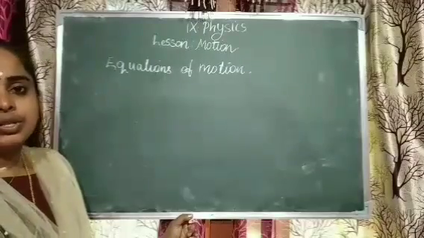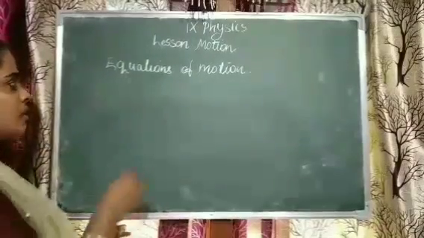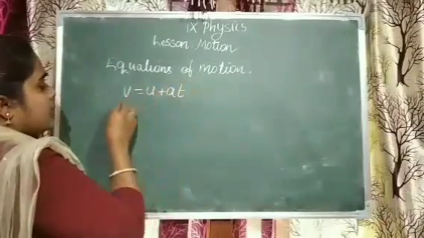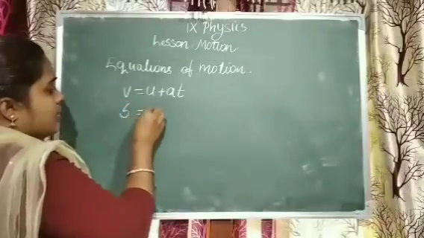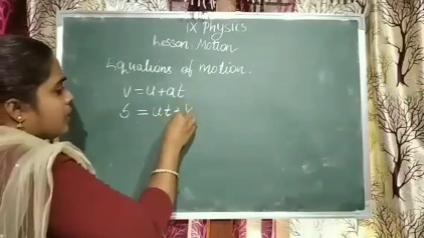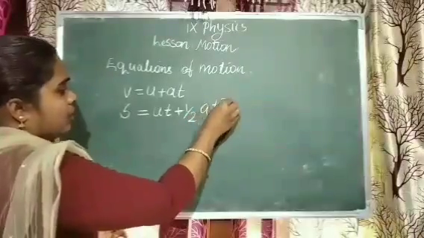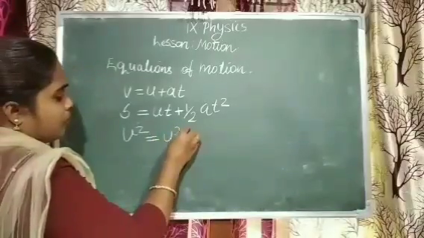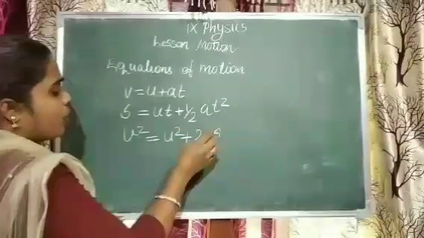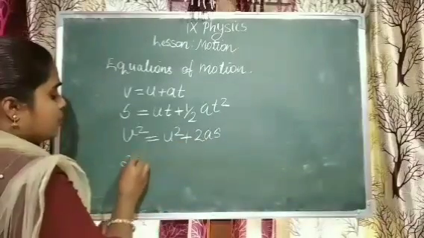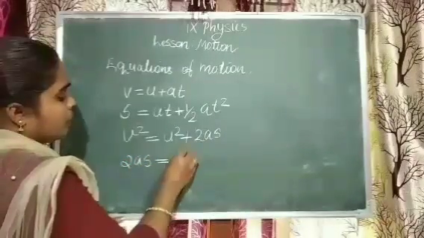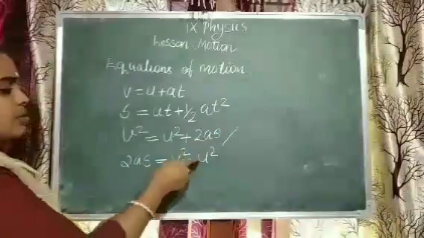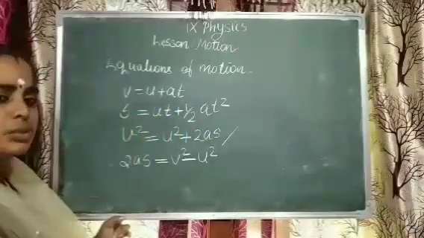There are three such equations. The first equation is v = u + at. Second equation, s = ut + 1/2 at². Third equation, v² = u² + 2as. Or we can write this equation as 2as = v² - u², or v² = u² + 2as.